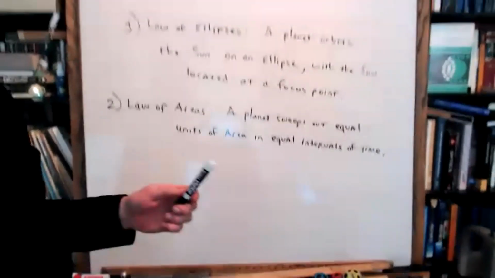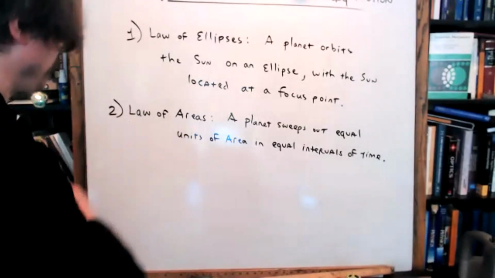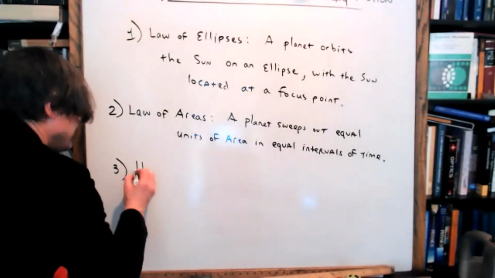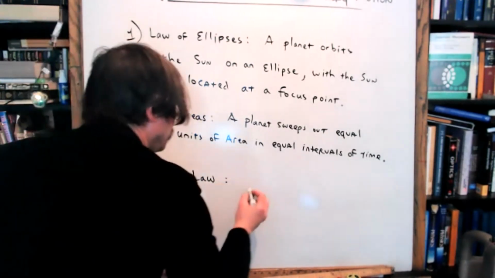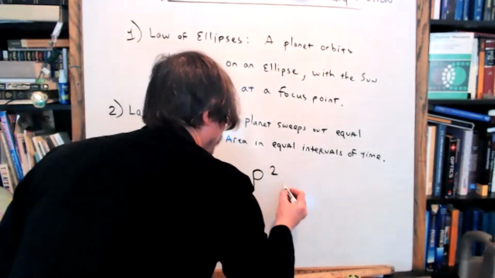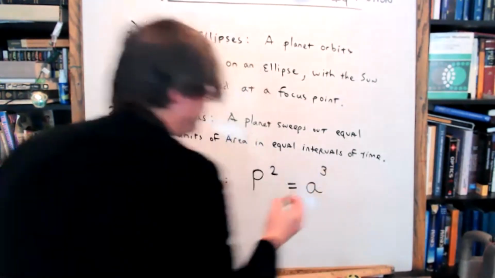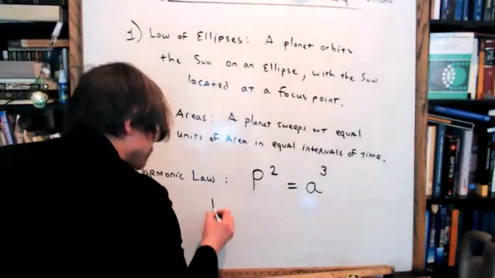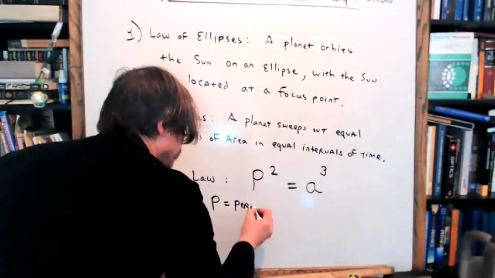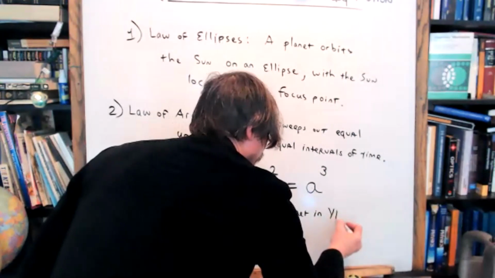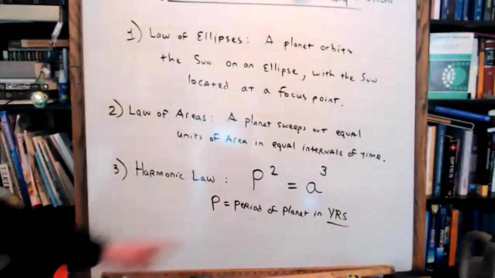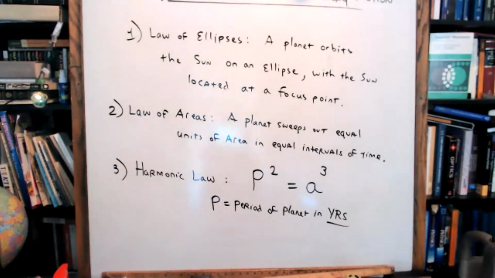The third law of Kepler is a mathematical formula, and it's going to be a really important formula in this class. It's known as the Harmonic Law. And the Harmonic Law states that p squared is equal to a cubed, where p is the period of the planet in units of years. And do you guys remember what A is? I told you like 5 minutes ago. What's A? The semi-major axis.